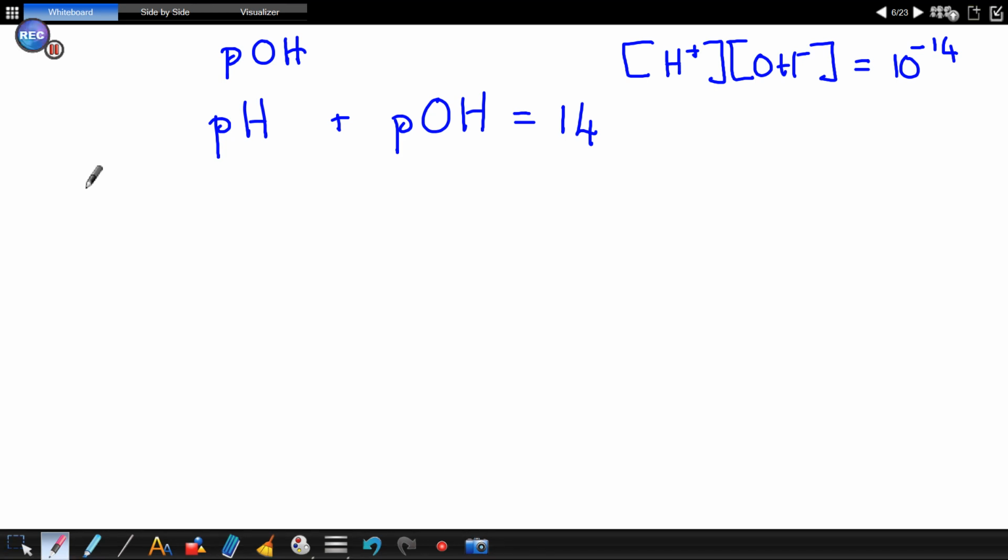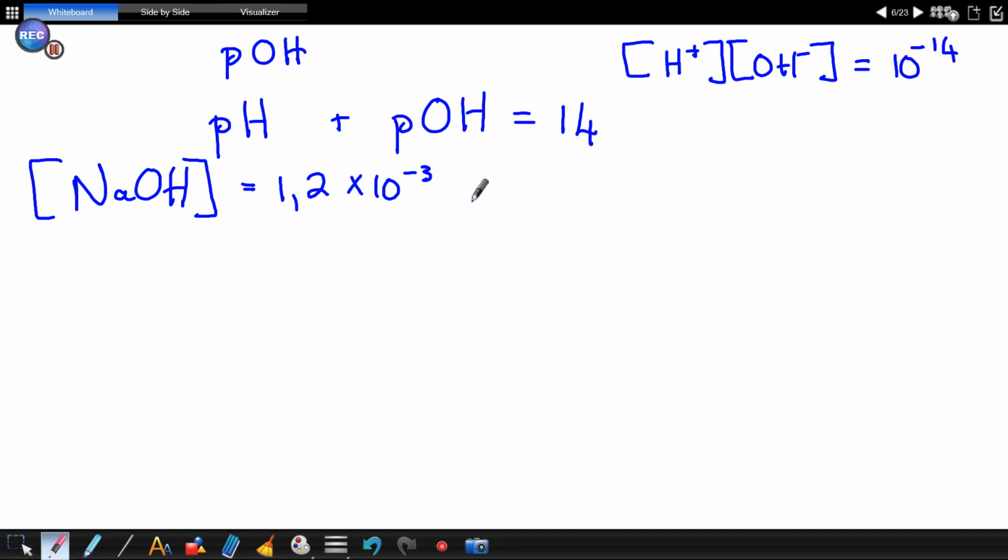Choose a base. What is the concentration? NaOH is the favorite base. And what is the concentration of your base? Don't go for 0.5. Oh yeah, you can go for 0.5 if you want to. What is the concentration that you would like to use? Choose a different number. 1.2 times 10 to the minus 3. No, don't go too small now. Okay, 1.2 times 10 to the minus 3 mole per cubic decimeter.